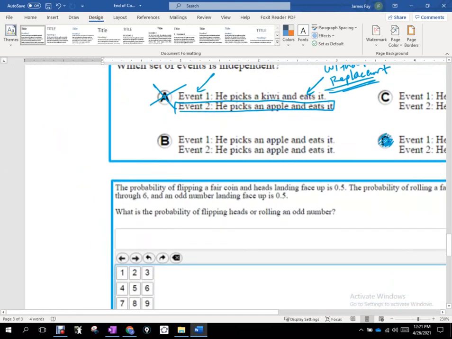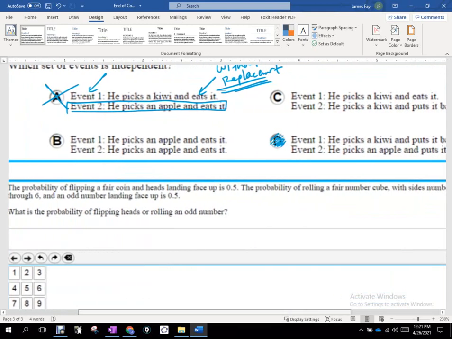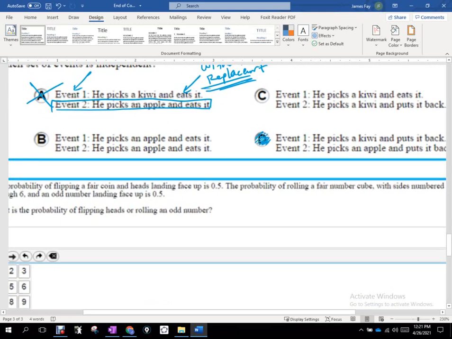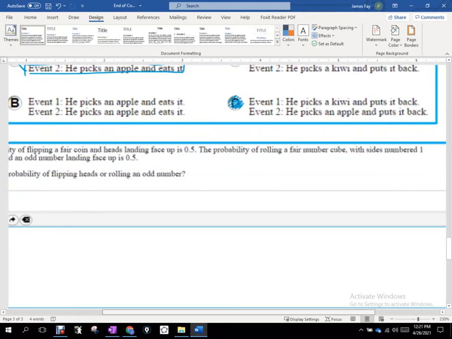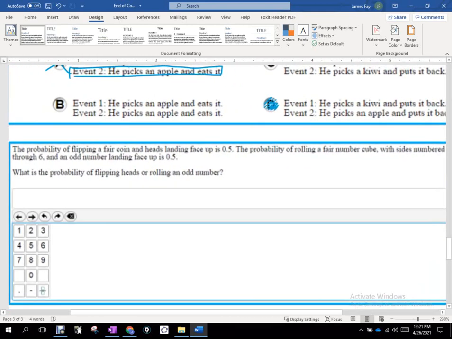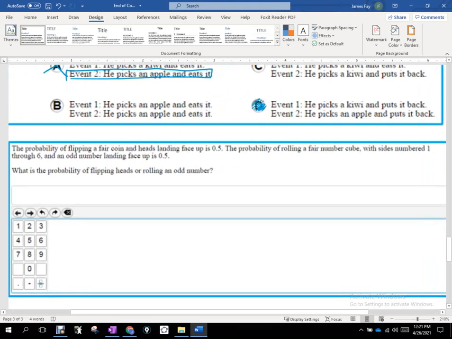Probability of flipping a coin landing heads is 0.5. Probability of rolling a fair number cube with sides numbered 1 through 6 in an odd number. Let me reread this. Zoom out so I can read the whole thing at once. The probability of flipping a fair coin and heads landing face up is 0.5. The probability of rolling a fair number cube with sides numbered 1 through 6 and an odd number landing face up is 0.5. What is the probability of flipping heads or rolling an odd number?